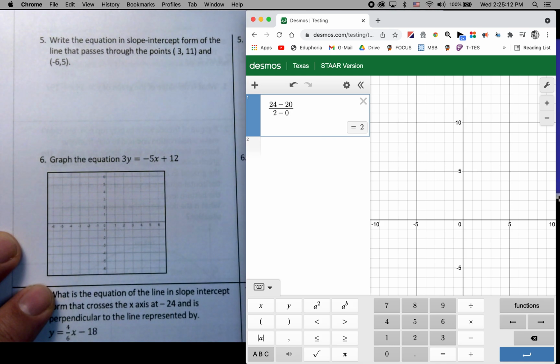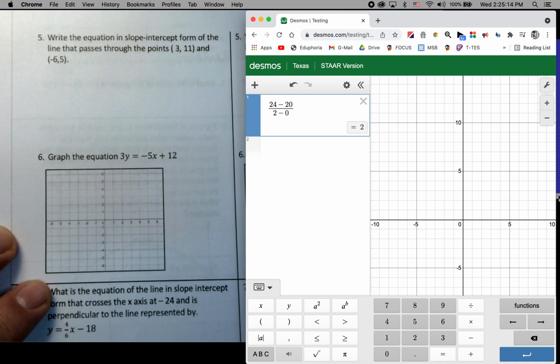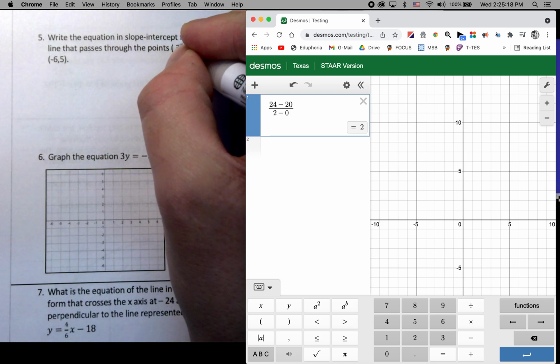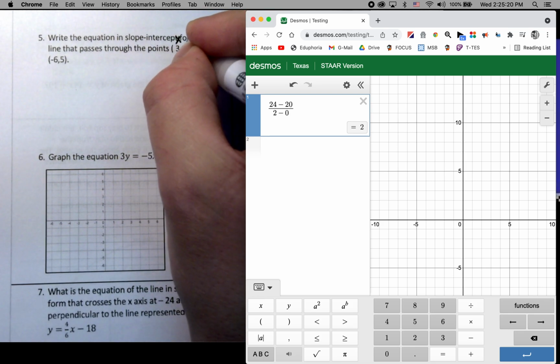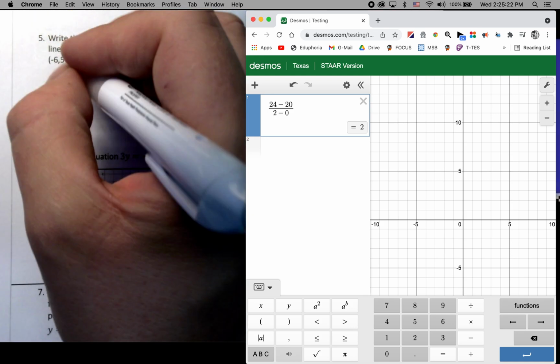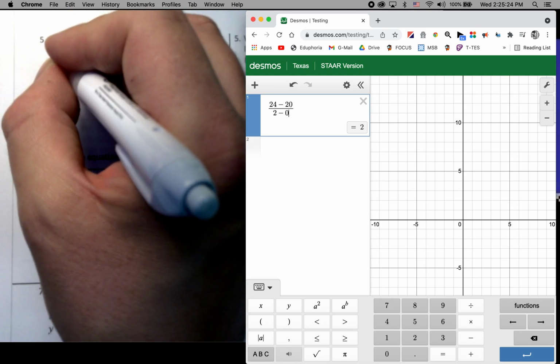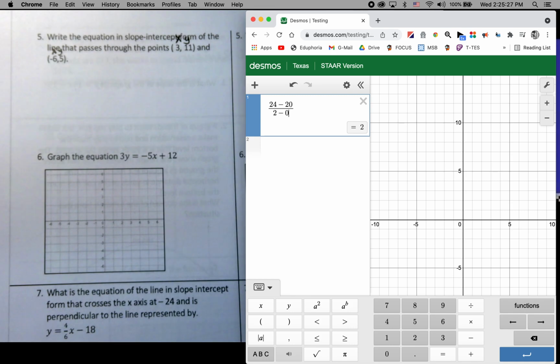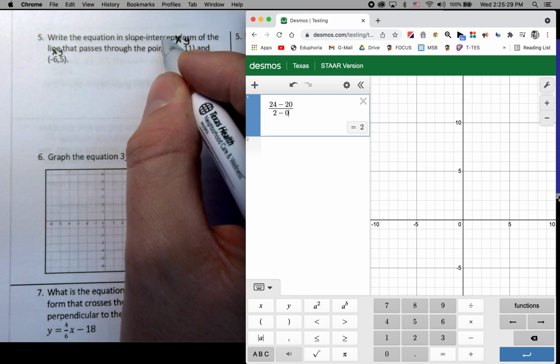All right. It says, write the equation in slope-intercept form of a line that passes through the points (3, 11). I'm going to put x and y. I always label my points. And (-6, 5). That's also x and y. All right. So slope-intercept form, I need to find the slope, and then I need to find the y-intercept.